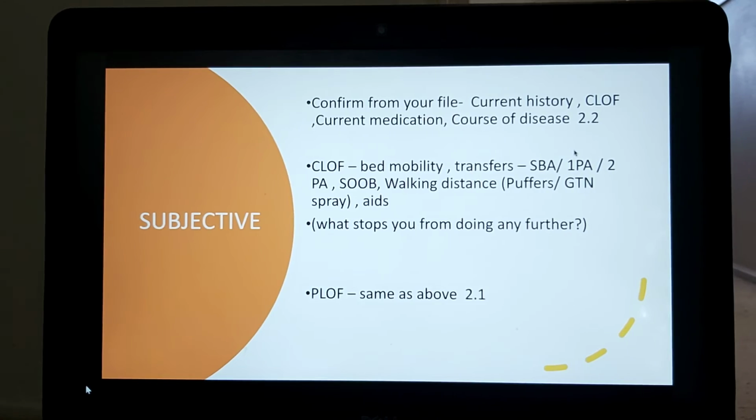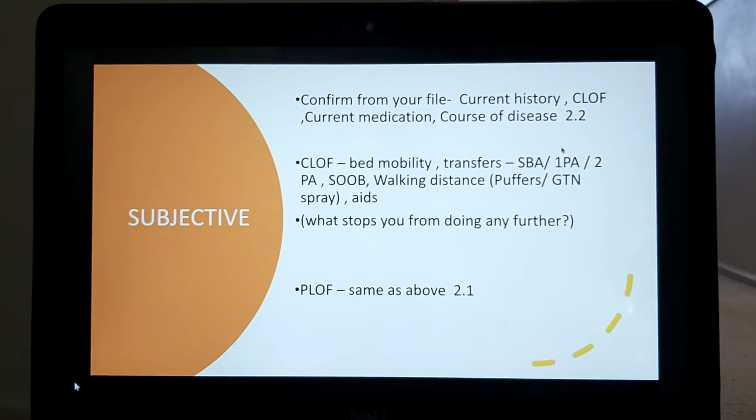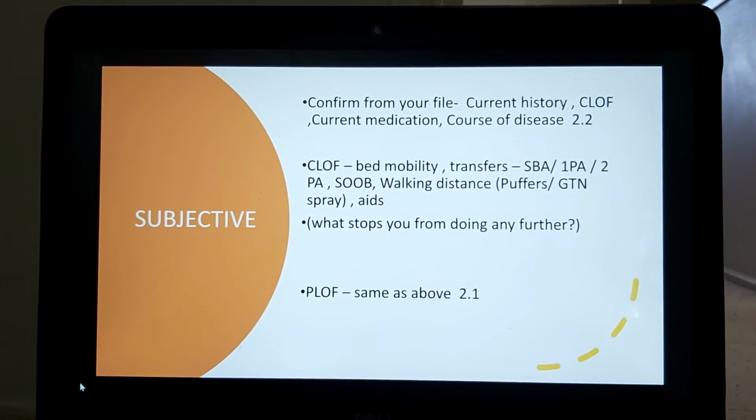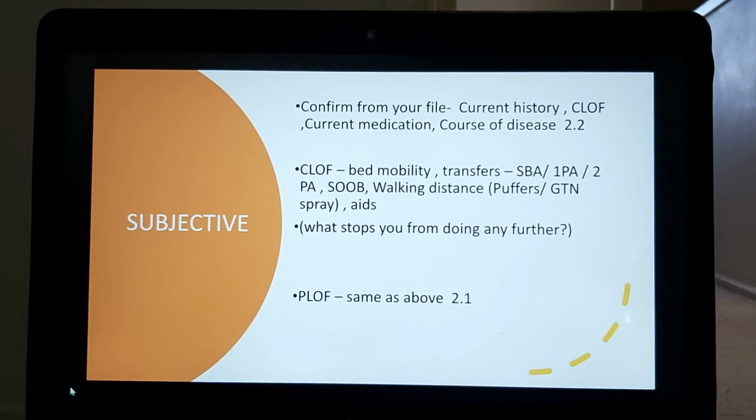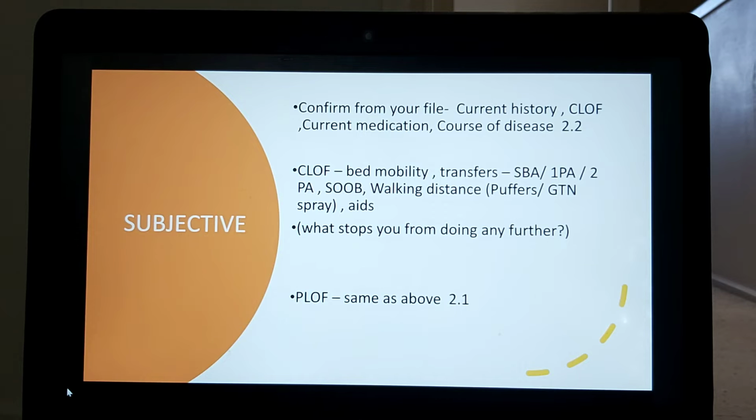Right. Then next we have the subjective assessment itself, confirming from your file all the current history, CLFU. So before you see the client or the patient, you would have some time for yourself to look at the file. When you look at the file, check for the current history, current level of function, current medications, course of disease, and also past medical history. So look for all of that and confirm briefly with the client. Don't go into detail, just confirm it.